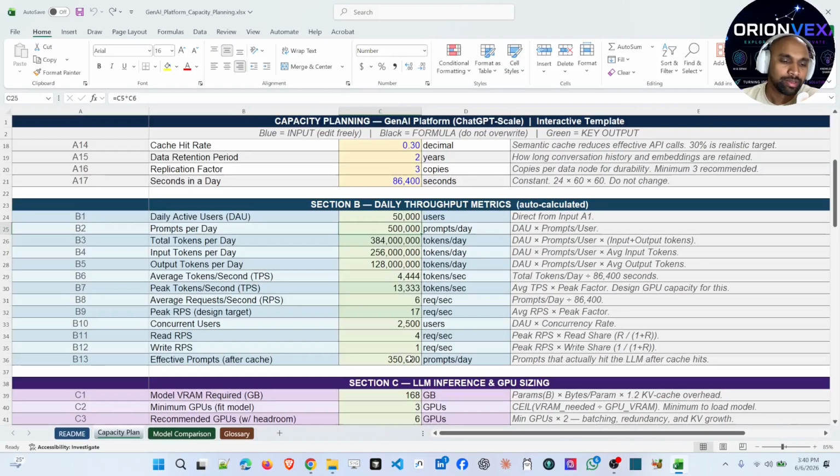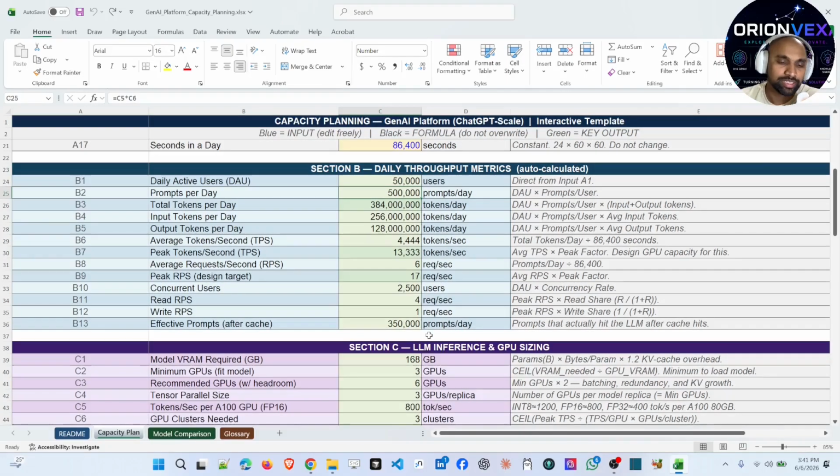The rest, 350,000, has to go to the origin server and fetch the details. That's called the cache miss.